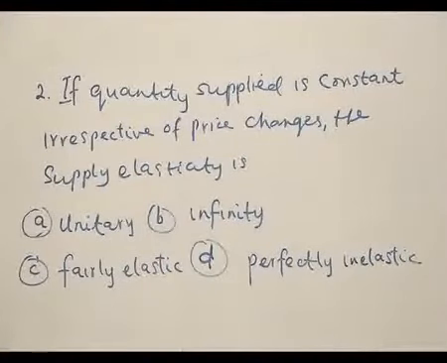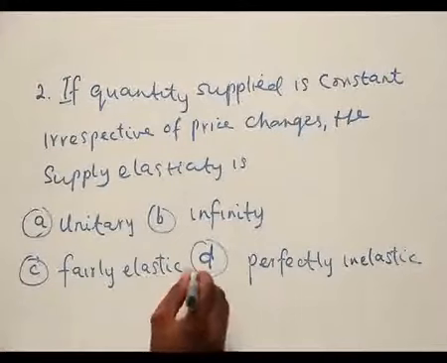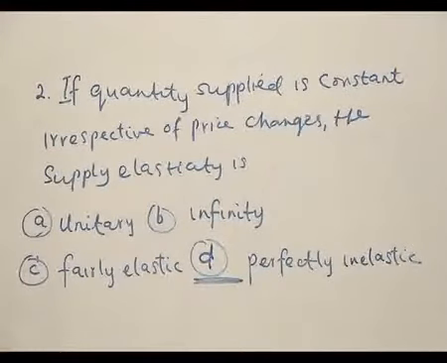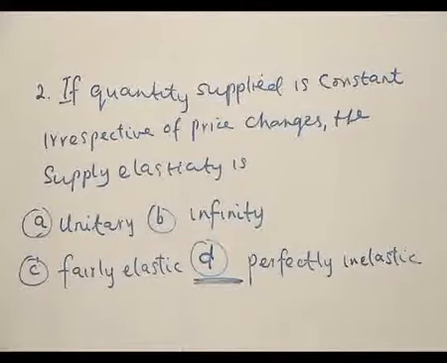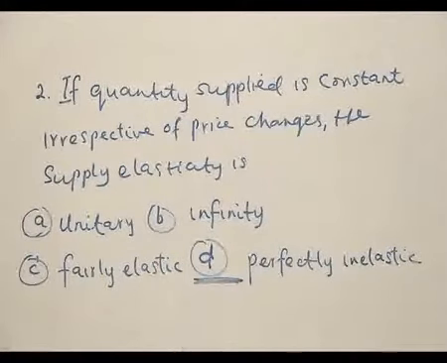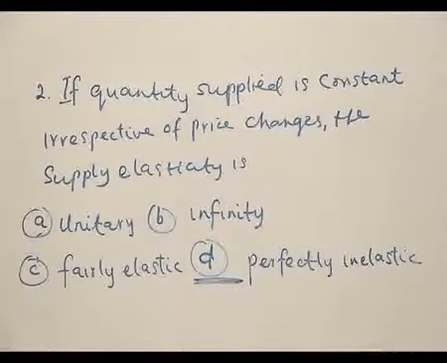Question 2. If quantity supplied is constant irrespective of price changes, the supply elasticity is A. Unitary, B. Infinity, C. Fairly elastic, D. Perfectly inelastic. The right answer is perfectly inelastic, because perfectly inelastic talks about a constant quantity supplied with changes in prices. But the others are not. Unitary has to do with a change in prices that will lead to a change in quantity supplied. Likewise infinity, and likewise fairly elastic.